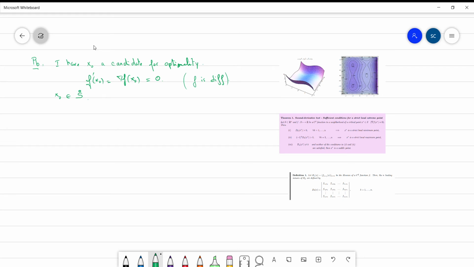Now my question is, what is the nature of x0? I mean the nature of x0. Is it local max, local min, or neither? Okay, so I need to answer this question. So to do that, let's try to see how we can proceed.